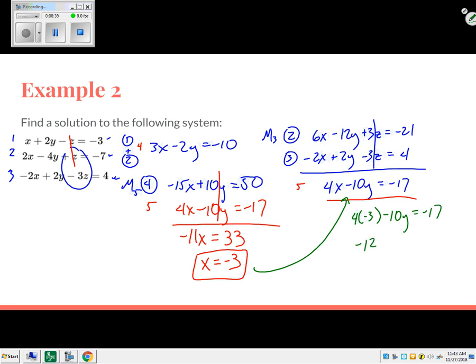So I get negative 12 minus 10y equals negative 17. Okay. I'm going to add 12 to both sides. So I get negative 10y equals negative 5. Divide by negative 10, I get 1/2. And I got a fraction. It's not a bad fraction though, so I'm not feeling too terrible about it.